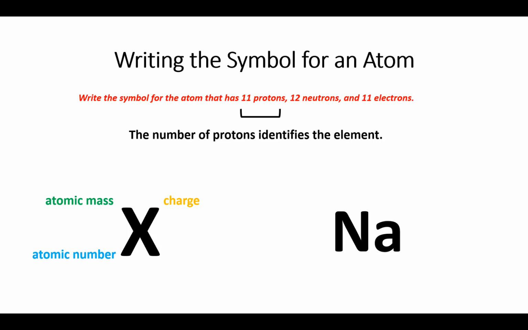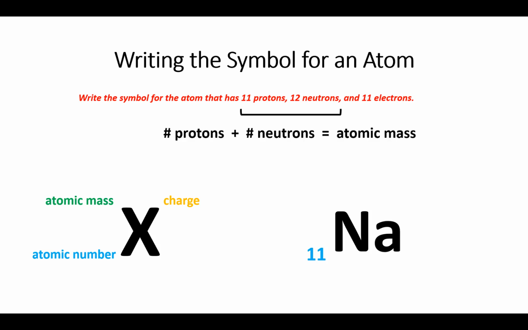That also means if you have 11 protons, that the atomic number should be going in the bottom left-hand corner as shown. Let's move on to the atomic mass. If this atom has 11 protons and 12 neutrons, we know that those two subatomic particles make up the atomic mass, or the mass number, which is put in the upper left-hand corner. 11 plus 12 gives us an atomic mass of 23.